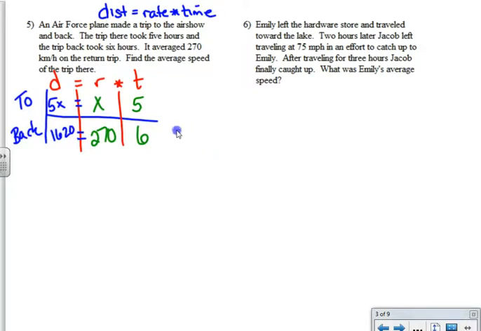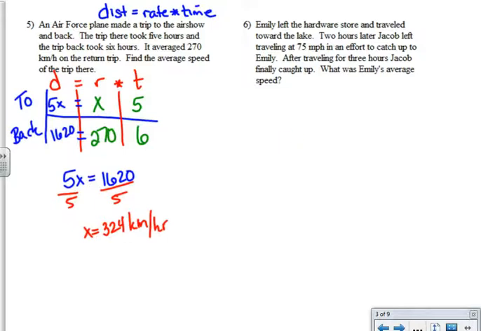And the only thing I know is that they went the same trip, so the distance to the trip and the distance from the trip are going to be the same value. And that is the equation I'm going to set up. The distance equals the distance. So we're going to divide both sides by 5. And I find out that x is 324. And if you look up in the chart, what we just found was the rate of the trip there. And I think that's what they wanted, find the average speed of the trip to the air show. So 324 kilometers per hour.